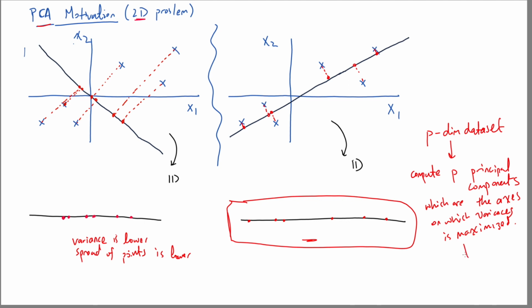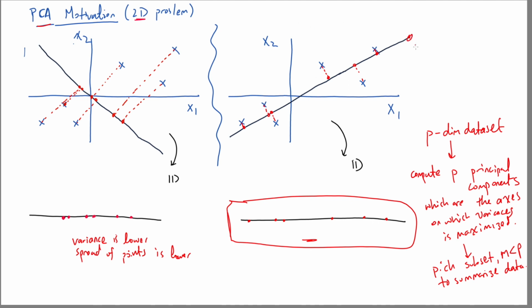Okay, and then we pick a subset, let's say M, which is smaller than P, to summarize the data. Okay, now I'm going to make this much more concrete, but this is basically the motivation for what we're trying to do. Now, if you look at this line here, right?